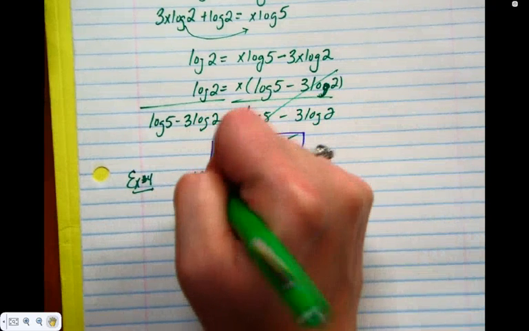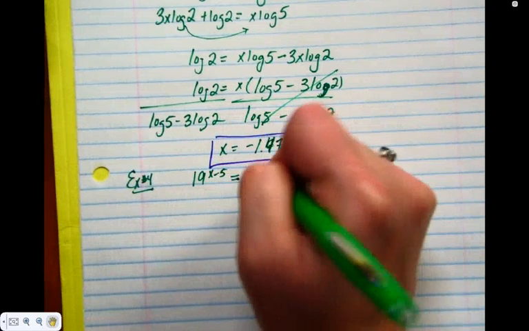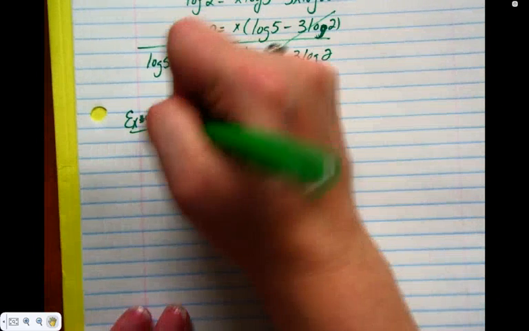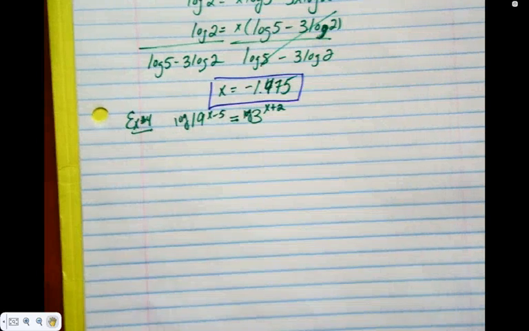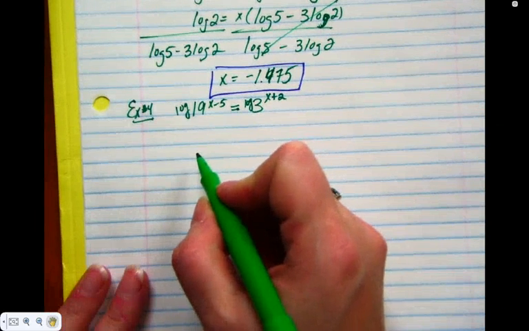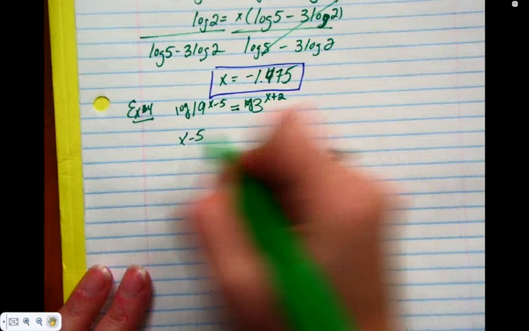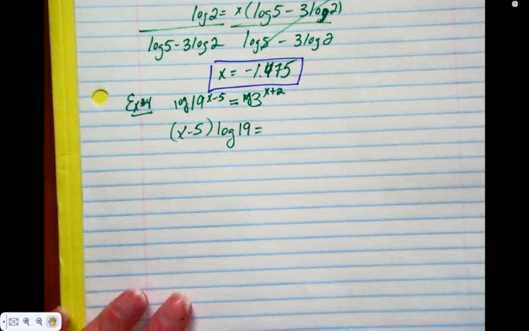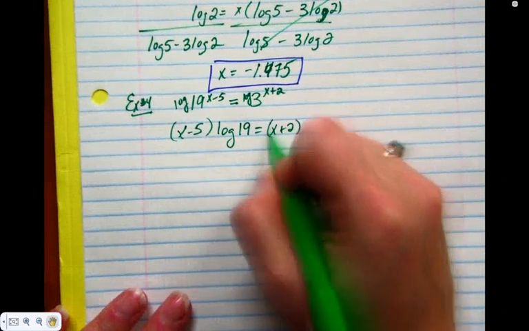Number 4: 19^(x-5) = 3^(x+2). Okay, you walk me through it. I'll write down almost whatever you tell me. Move the exponents to coefficients. So (x-5) in brackets log 19, equal to (x+2) in brackets log 3.